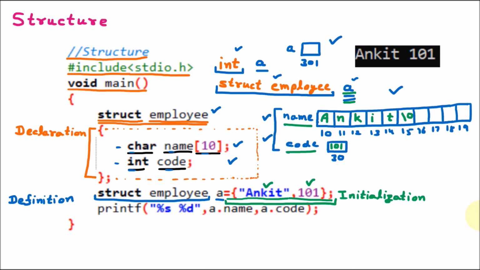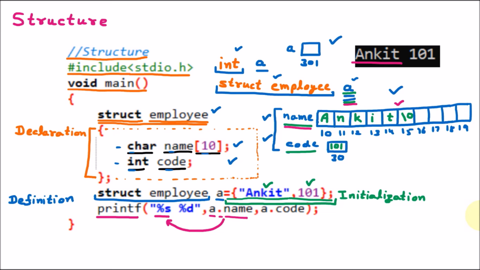Now the next part is displaying the value or accessing the value. We are saying printf, meaning printing on the screen, %s, that is for the string. Here A dot name. Understand that A is the name of the variable, and with the help of this A we are accessing its name, and we know that the name is Ankit. So here we provide it to %s, meaning display the string. So Ankit will be displayed on the screen.